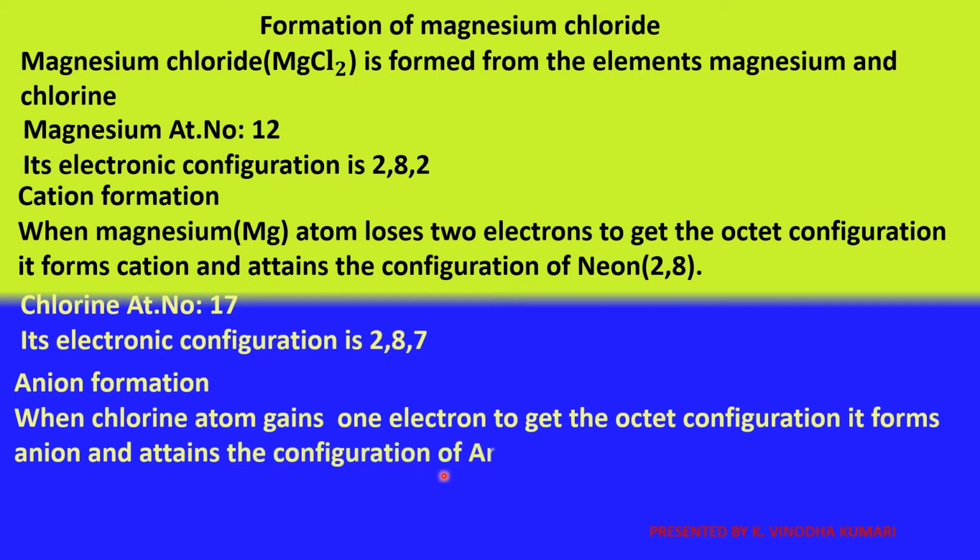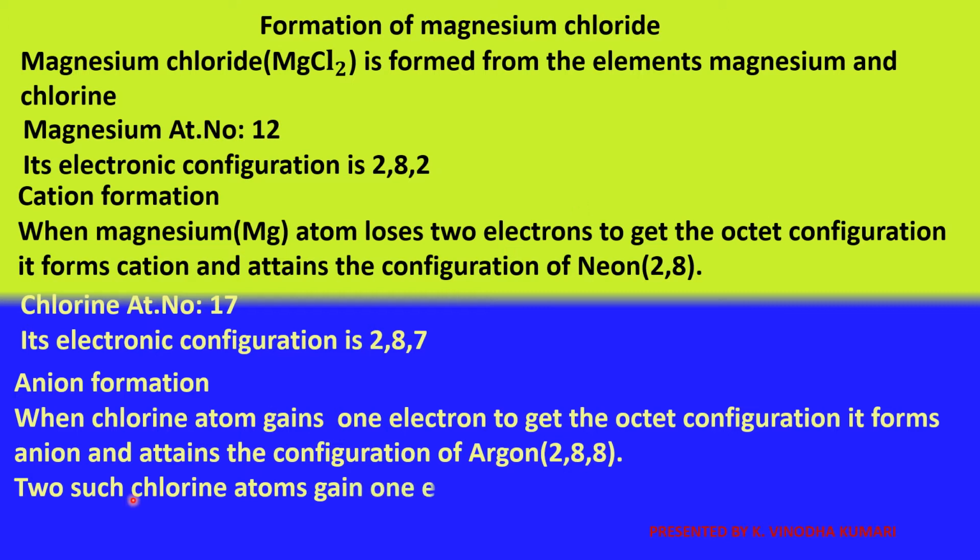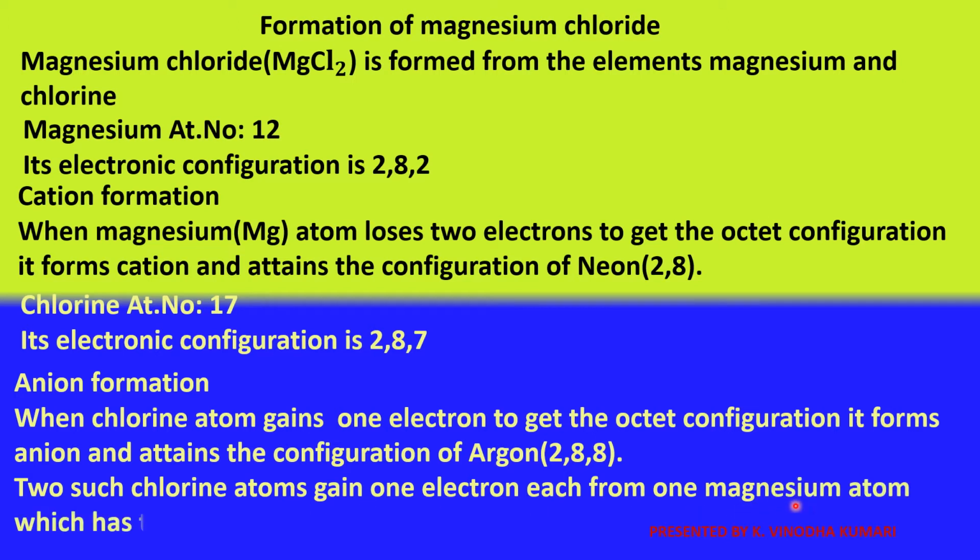But magnesium has the ability to lose 2 electrons, whereas chlorine can gain only 1 electron. So 2 such chlorines gain 1 electron each from one magnesium atom, because magnesium can donate or transfer 2 electrons, whereas chlorine is short of only 1 electron. Two such chlorines gain 1 electron each from magnesium. Now we'll see the transfer of electrons from magnesium to chlorine.